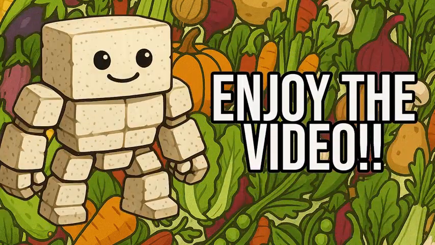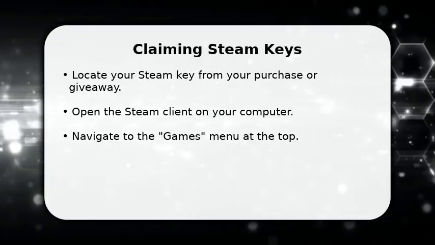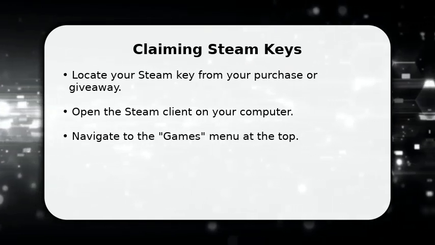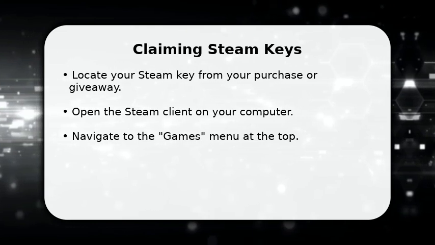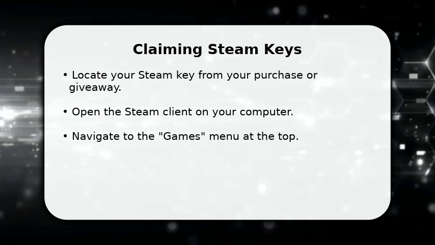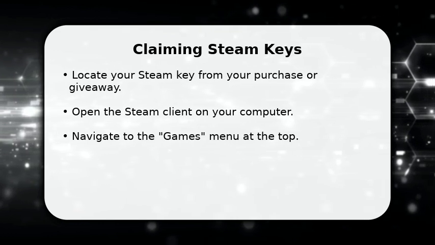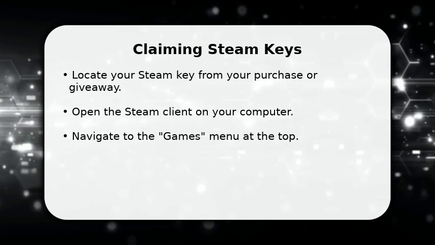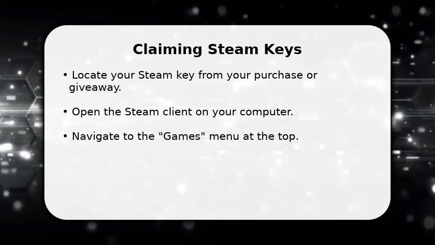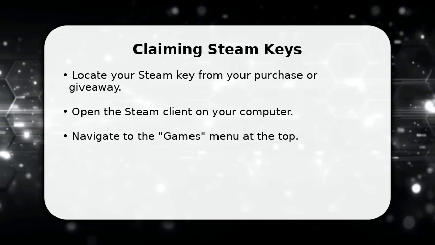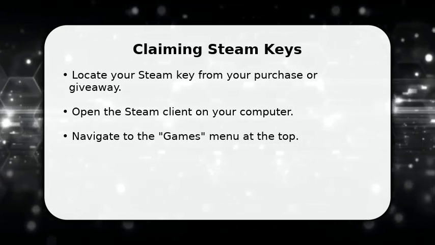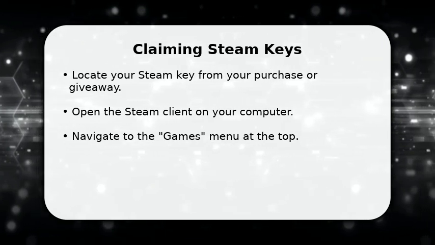Please enjoy the video. In this video, I will explain how to claim Steam keys. First, ensure you have your unique Steam key readily available, usually found in your purchase confirmation email or on a giveaway website. Next, launch the Steam application on your desktop. Once it's open, look for the Games menu located at the very top of the Steam client window. This is where we'll begin the activation process.